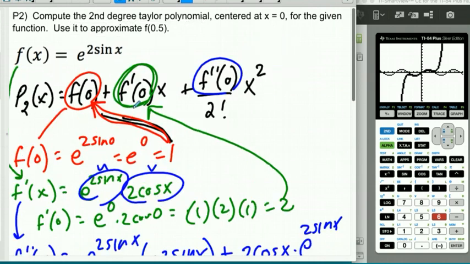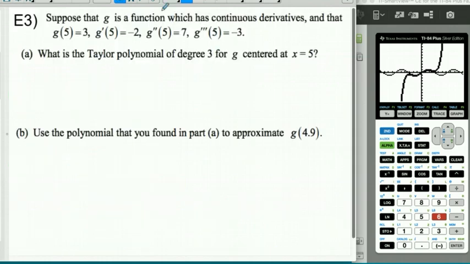That was a ton of work. The same thing happened in the next example. What was the red thing? What was the blue thing? What was the green thing? That took a ton of work. Well, look, here you're being handed that information. You're being given g of 5, g prime of 5, g double prime. That's it. They just want you to write the polynomial.